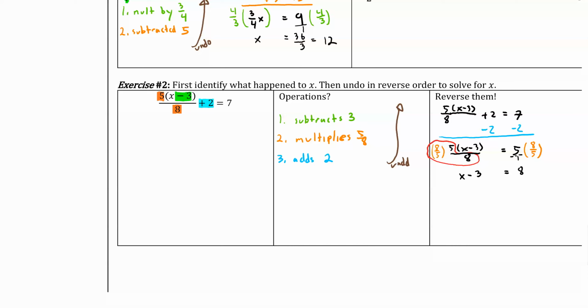Okay, now next up, we need to undo the subtraction of 3 in green, and so the inverse operation is to add 3 to both sides, leaving us with x is equal to 11. And that's it for multi-step problems.